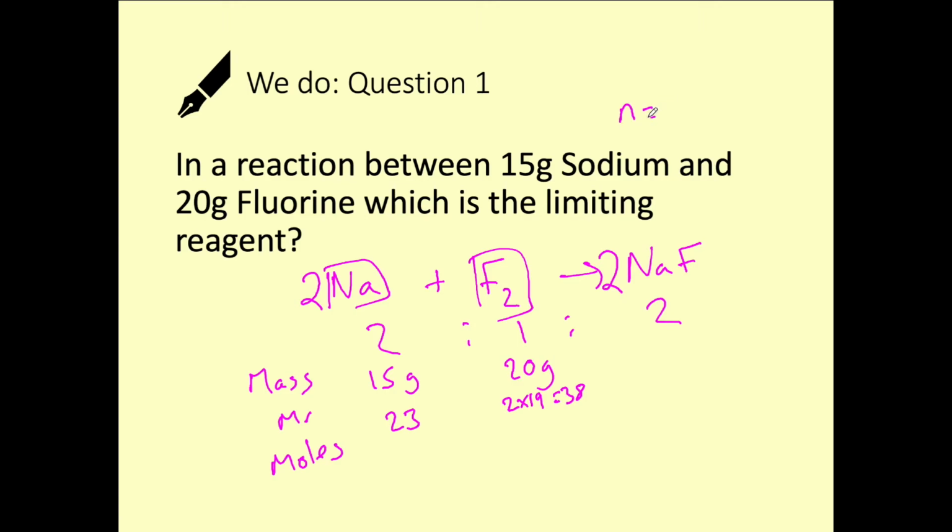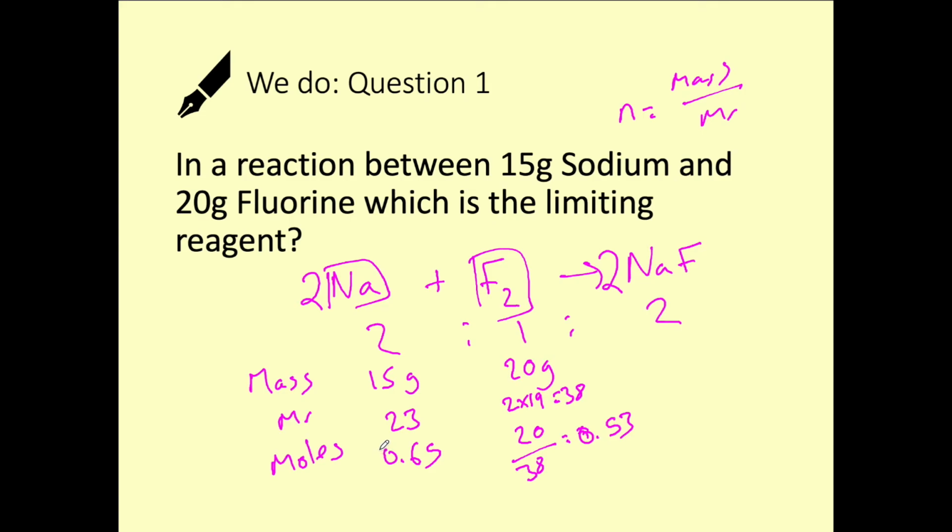To get our moles, we then do our mass divided by our MR. So for sodium, 15 divided by 23, which is 0.65. And for our fluorine, we are doing 20 divided by 38, which is 0.53. So if you now complete stage 3 by picking one of those amounts of substance and use it to calculate how much of the other substance would need to react exactly.